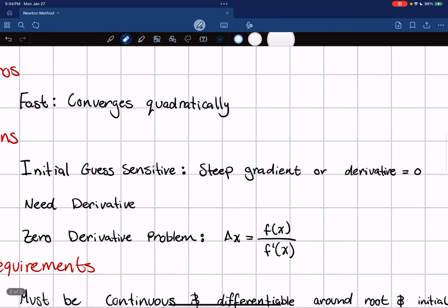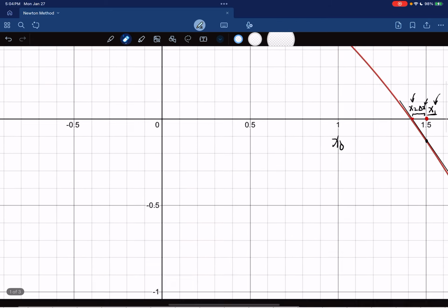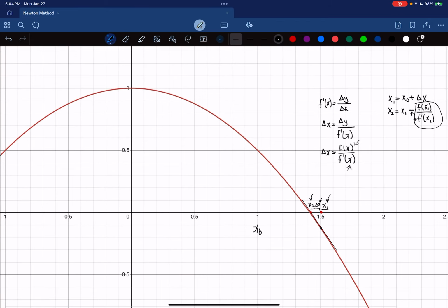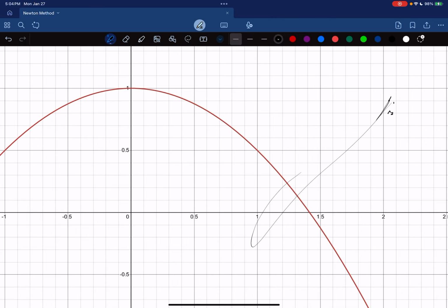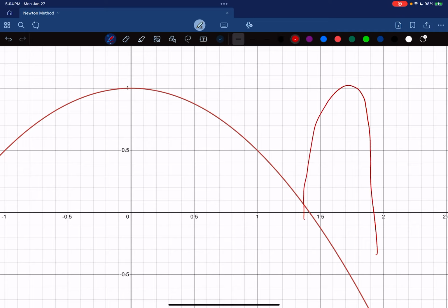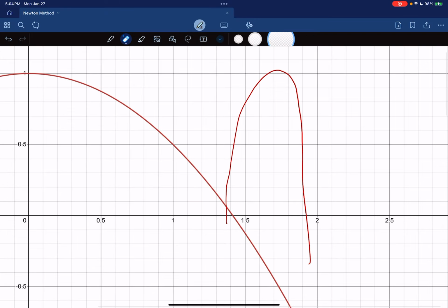Okay, now there are a couple of cons. The initial guess is sensitive. So one is steep gradient. How does that work? Let's get rid of all this stuff now. We don't need any of this. All right. So why does steep gradient not work that well? That is because if my function, let's say it's something like this, right? And you try to, here, let me make this even better than that.